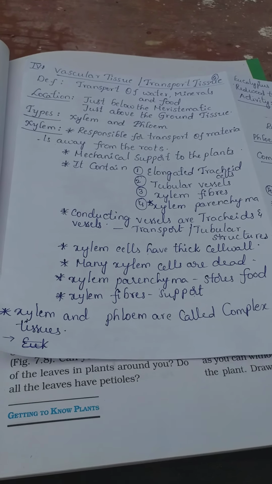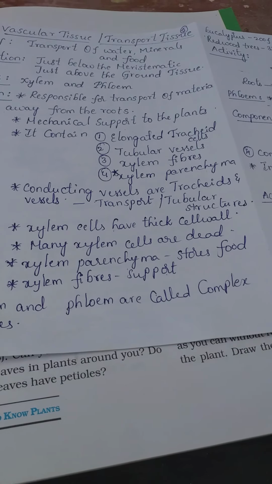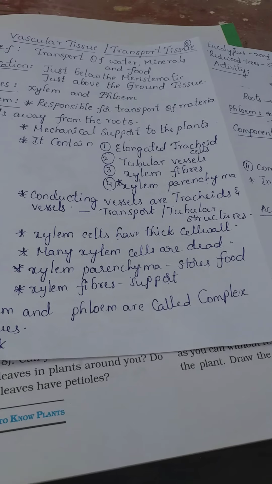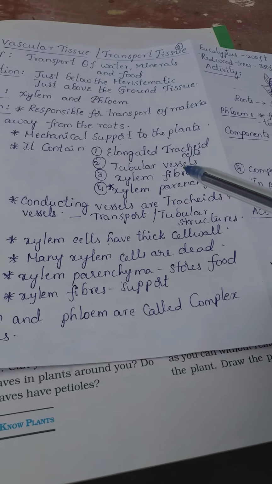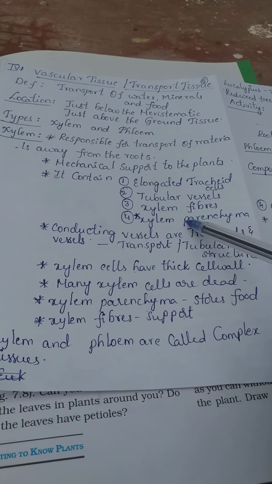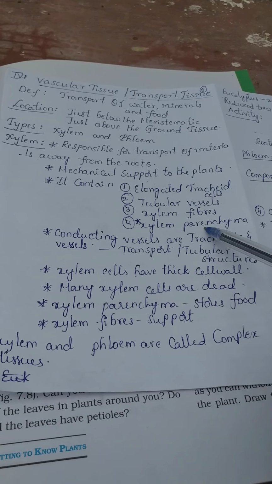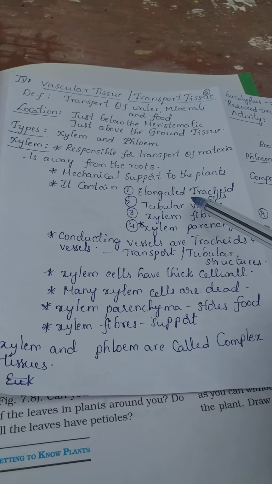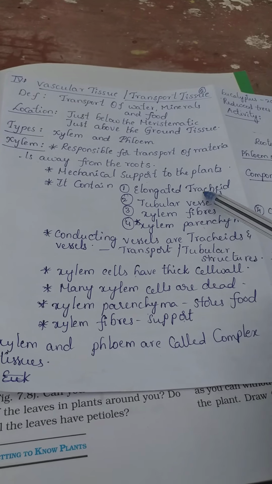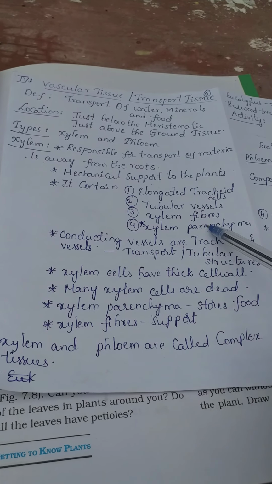Xylem and phloem together are called complex tissues. Why are we calling it complex tissue? Because xylem possesses different kinds of cells to perform different functions. Xylem is only one kind of tissue, but it possesses different kinds of cells.